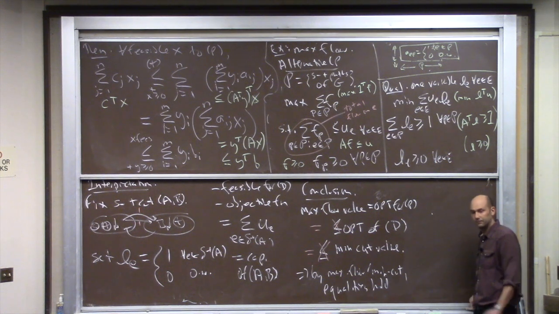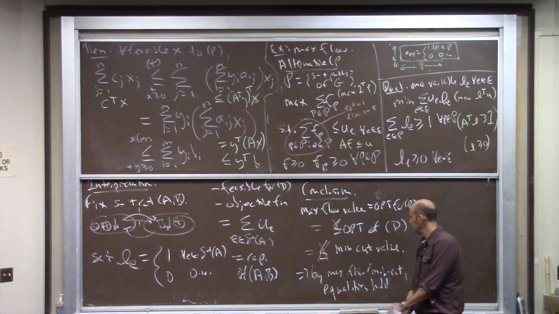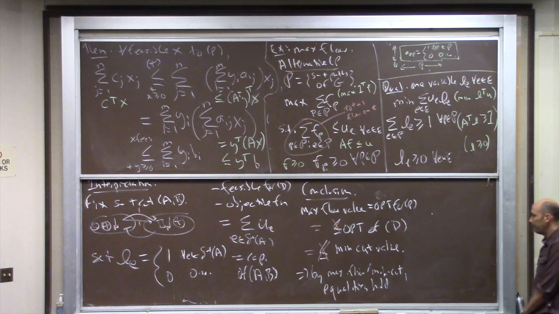Questions? Yep. So we showed that the optimal value of D is equal to the minimum cut value. But how do we know that the solution itself, the values of LE, are integers and not fractions?